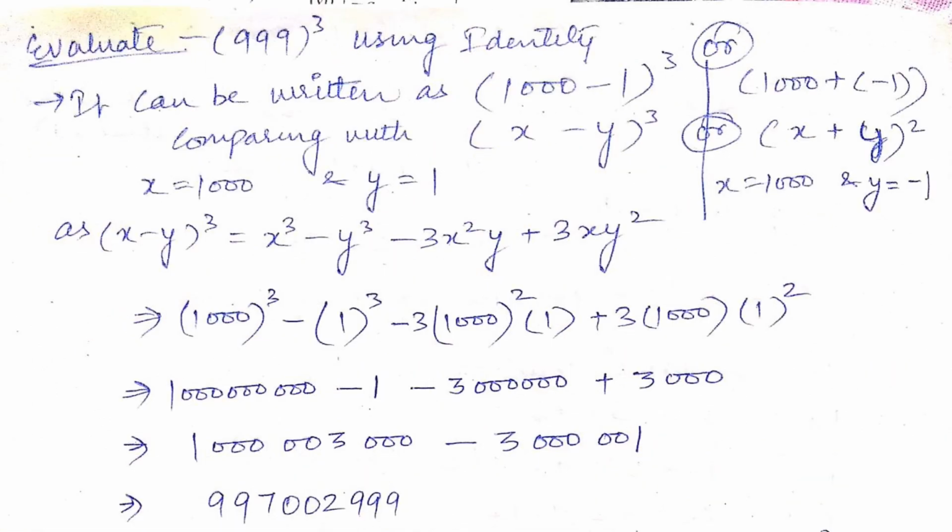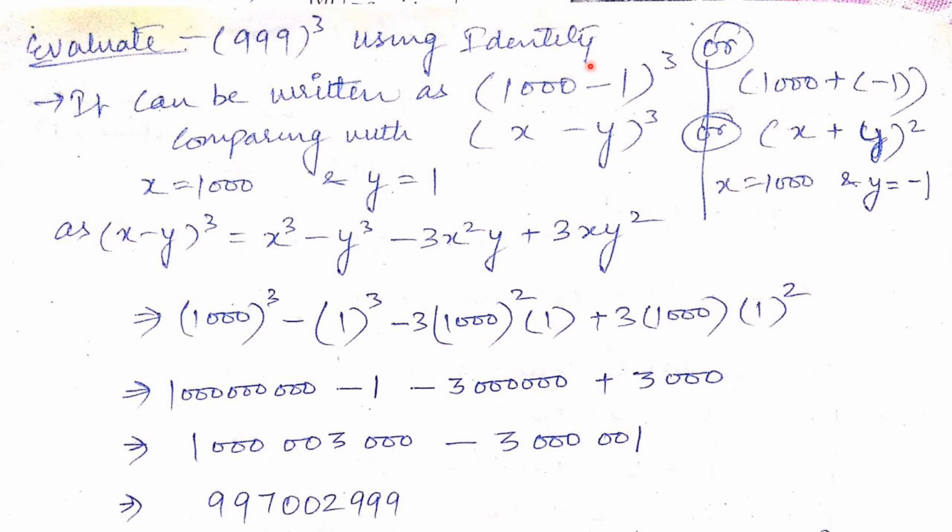Now, suppose a question like this comes in front of you, that is 999 cube. Evaluate this number without actual multiplication, but using an identity. Very simple. This 999 can be seen as 998 plus 1. But is 998 an easy number for us? No. We can see this number as closer to 1000. So 1000 minus 1 would be more appropriate and easier to solve. So we will take this number as (1000 minus 1) whole cube.